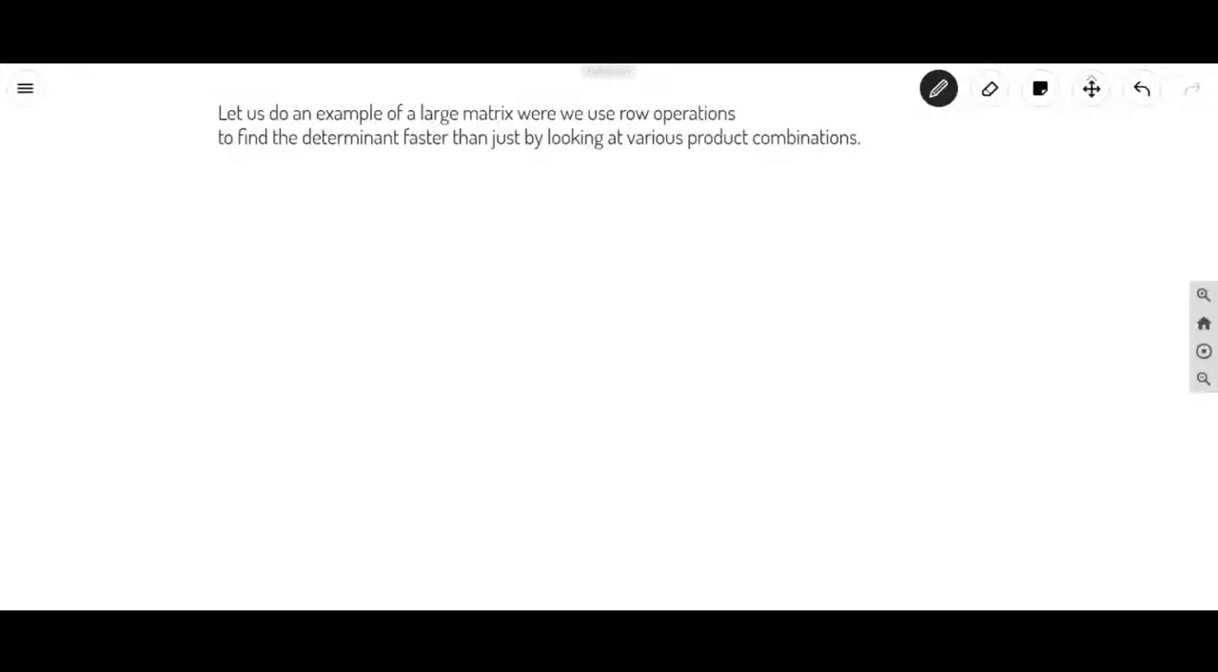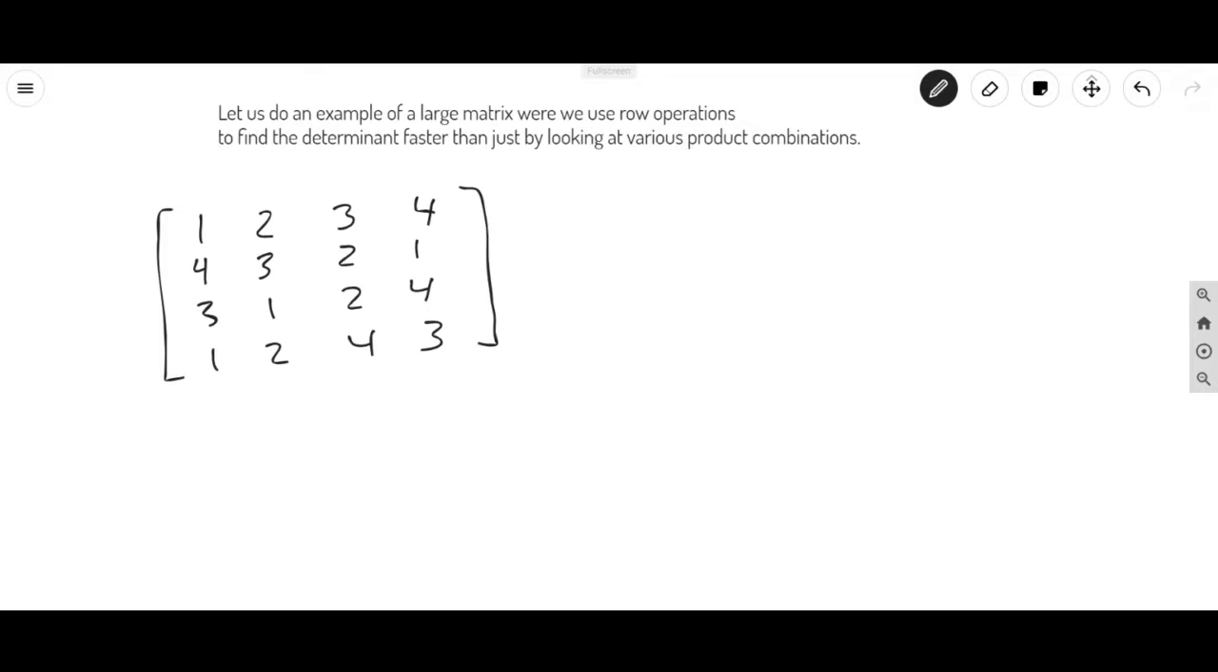So the matrix here would be the following matrix. So the matrix here would be 1, 2, 3, 4. As you can see, I'm not being very creative in how I come up with these matrices. I like to just use the same numbers again. 4, 3, 2, 1, 3, 1, 2, 4, and then 1, 2, 4, 3. Okay, this is a 4 by 4 matrix, and we're going to find the determinant of this.